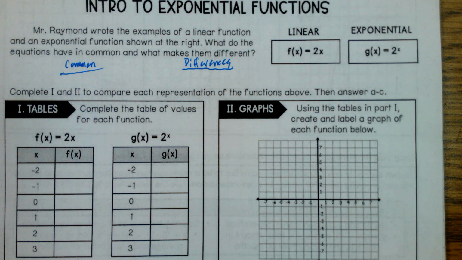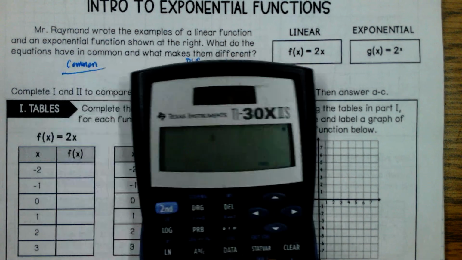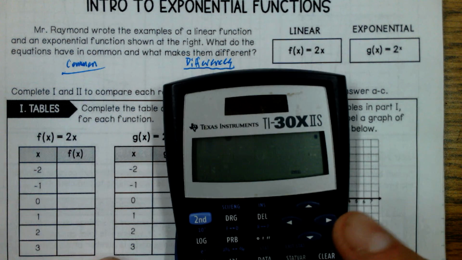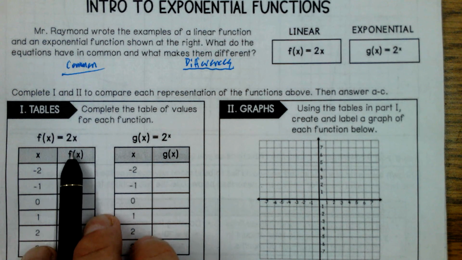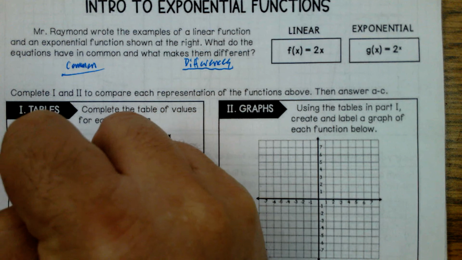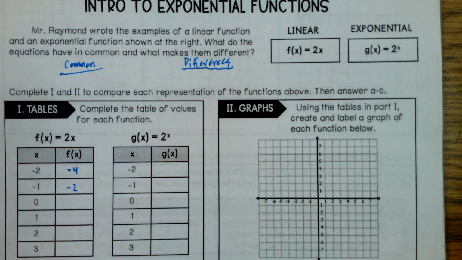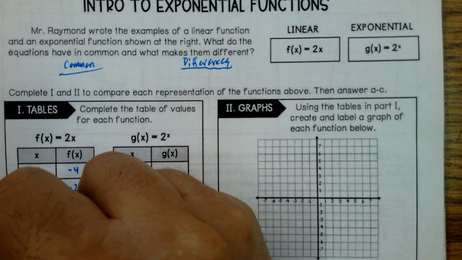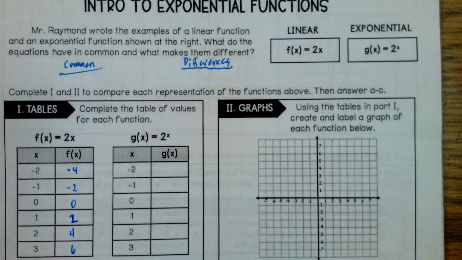Okay. So now we're going to move on to graph these. So let's fill in the tables. So remember, you have your calculator if you need to. For example, let's fill in the first table. The first table should be quick because it's 2 times x. And x as a number is -2 through 3. So let's see. This is -4. This is -2. 0, 2, 4, 6.